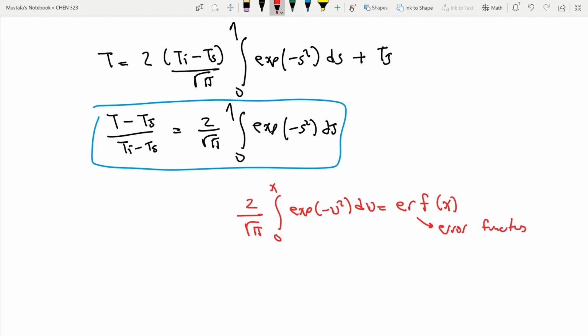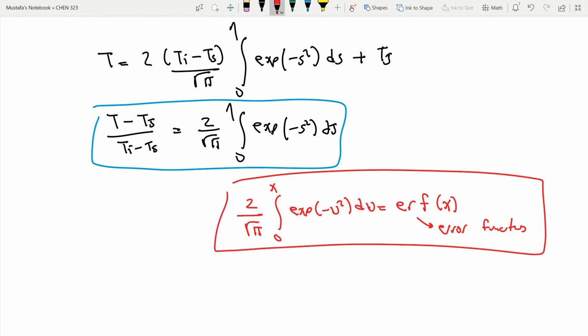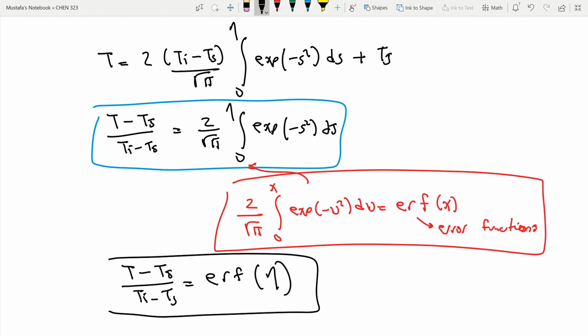Again, this is another integral that you may not be aware of, but I'm giving it as side information, and you don't need to memorize this. It will always be given to you, available to you. So let's use this information. I can further simplify my equation: T minus Ts divided by Ti minus Ts is equal to the error function of eta. So I have the full solution now.